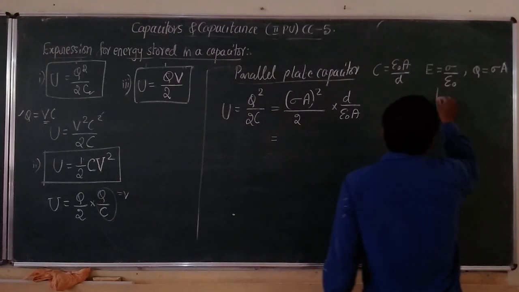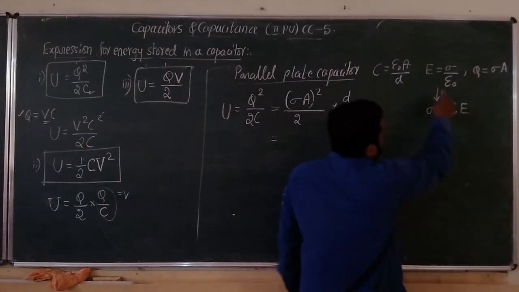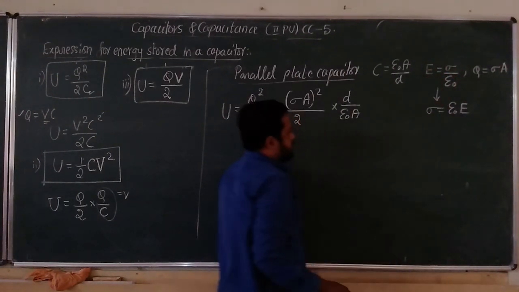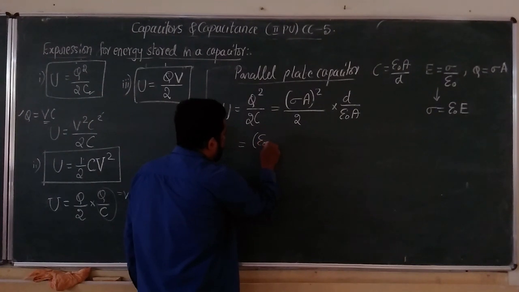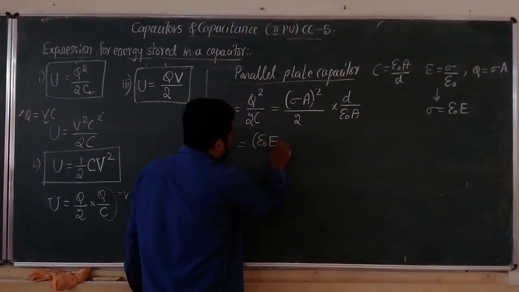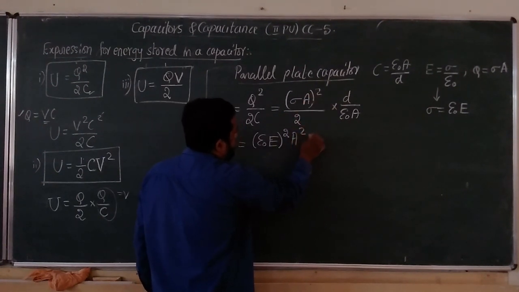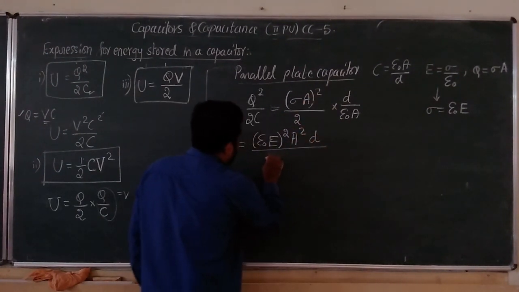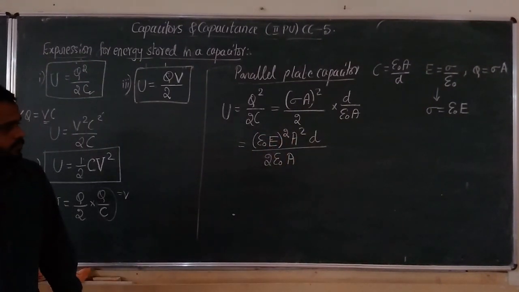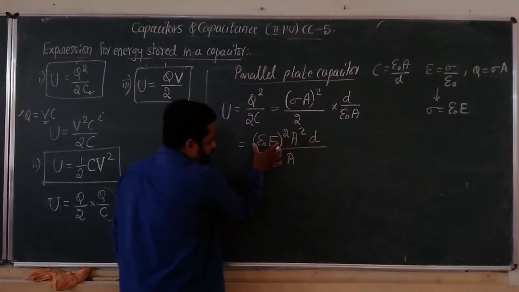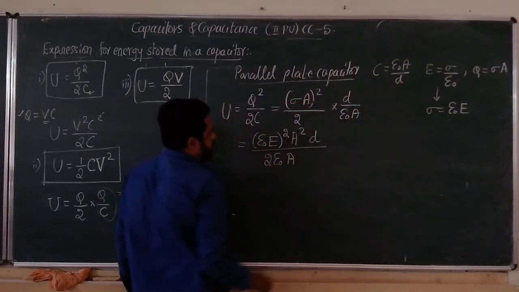From this, sigma can be written as epsilon naught into E. Sigma is epsilon naught into E. Therefore, this equation becomes sigma is epsilon naught into E square, sigma square into A square into D divided by 2 times epsilon naught into A.